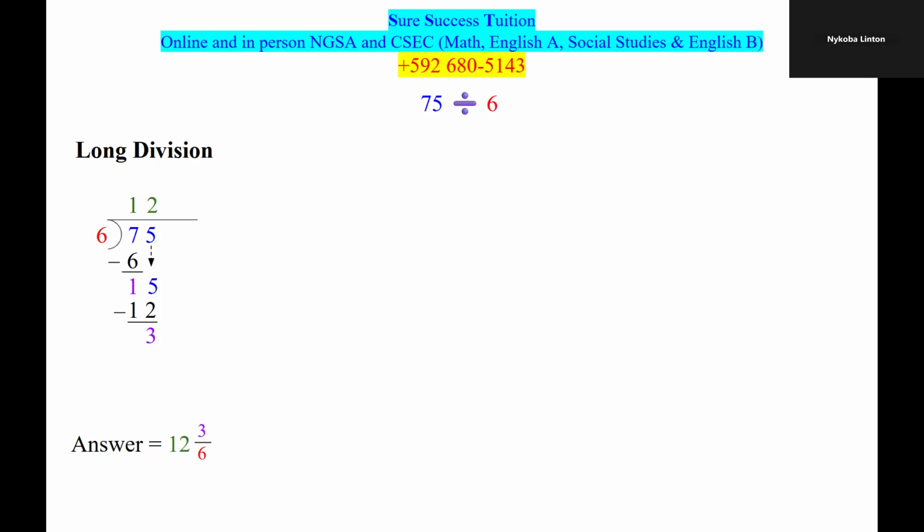However, we should recognize by now that 3 over 6 can be simplified because 3 and 6 have a common factor of 3. 3 can go into 3 1 time, and 3 can go into 6 2 times. So we'd have a simplified fraction of 12 and a half. But we said we want to go a step further. We don't want to just be able to get the mixed number. We want to be able to get the decimal form also. So how do we do that?